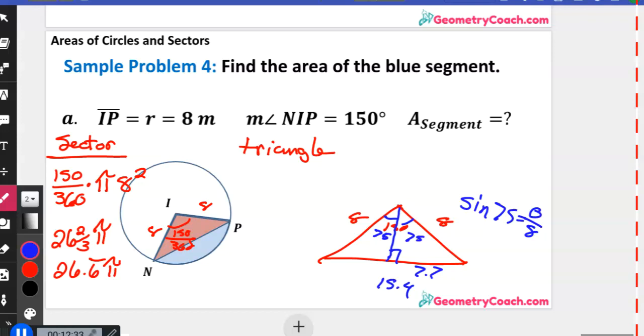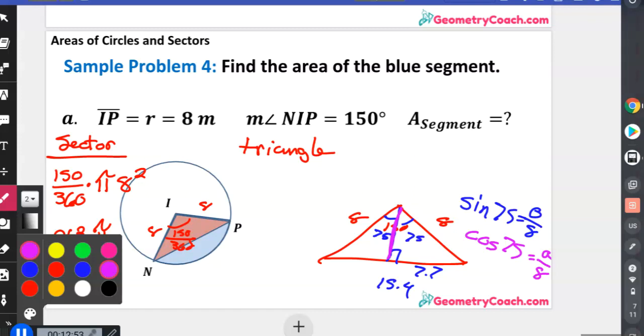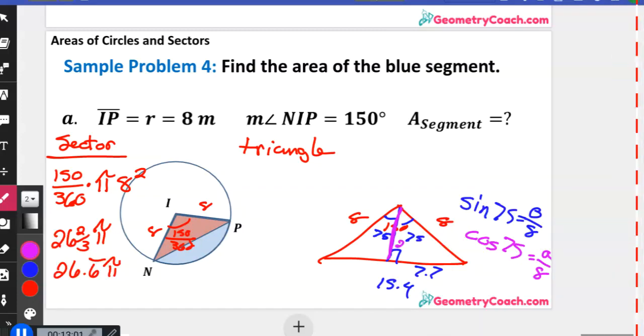Okay, so now I know the base. I still need to find the height, so I need to find this other side. I'm going to use trig again, except this time I'm going to do adjacent. So cosine of 75 equals adjacent over hypotenuse. So 8 times cosine 75 is 2.1. So my height is 2.1.